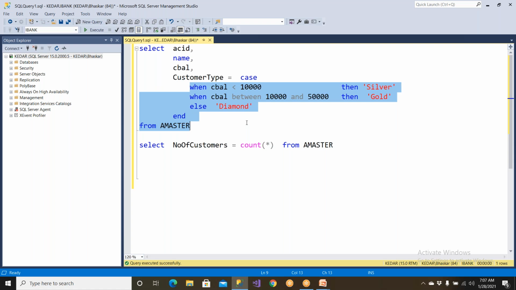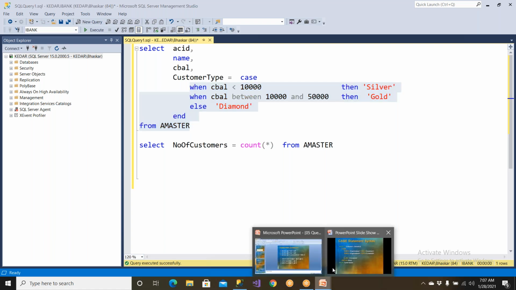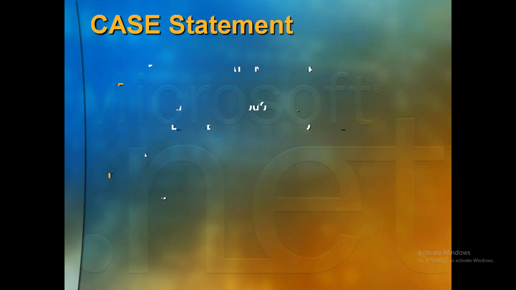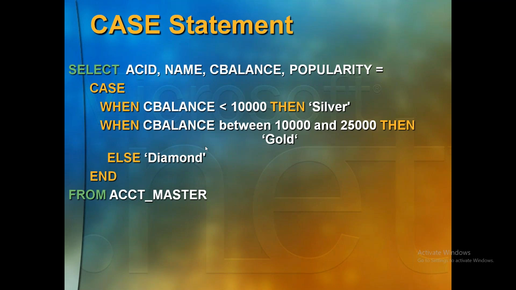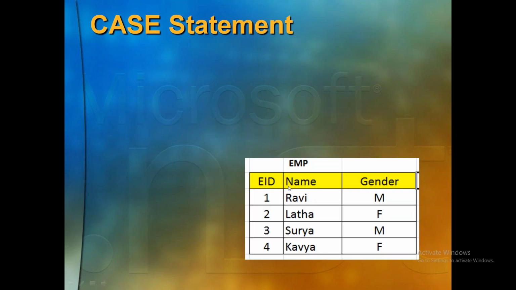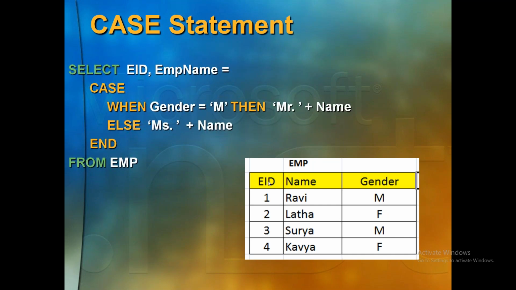Case is equivalent to if and else in programming languages. Now let me give you some more examples. This is the example we discussed. Now I have a table with Ravi, Lata, Surya, Kavya, male, female, male, and female. So I wanted to give employee ID.